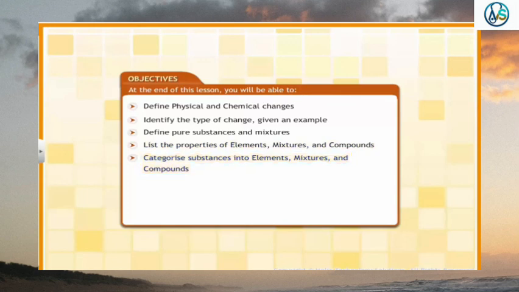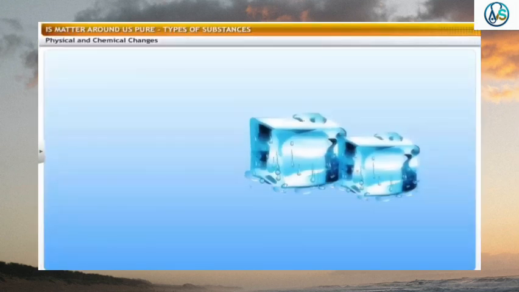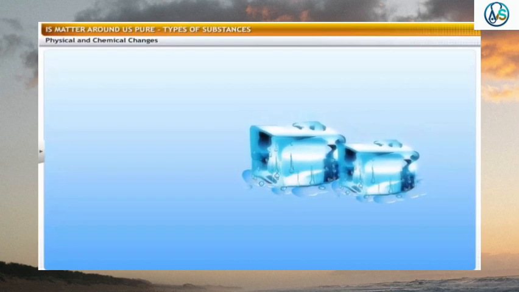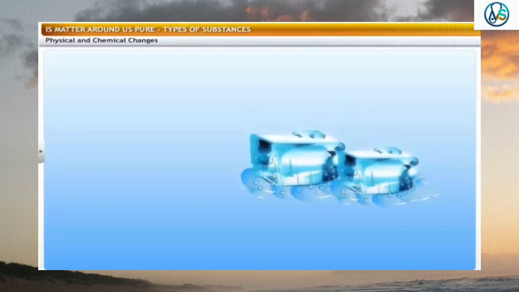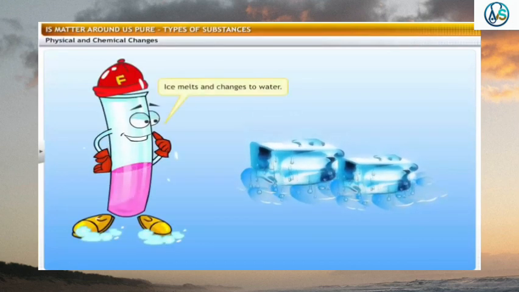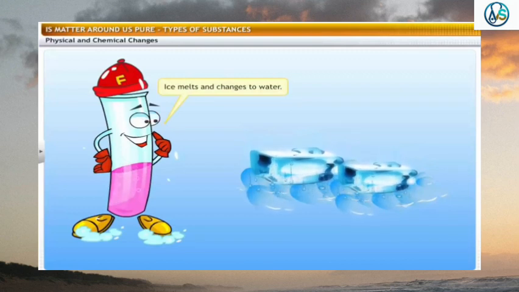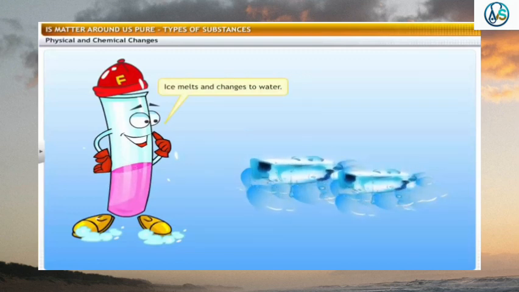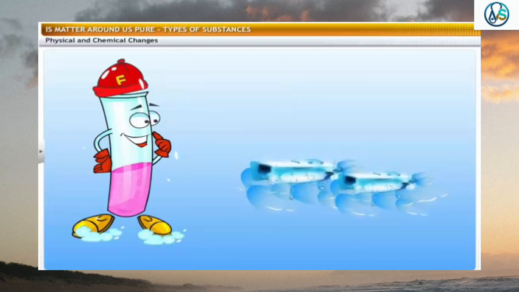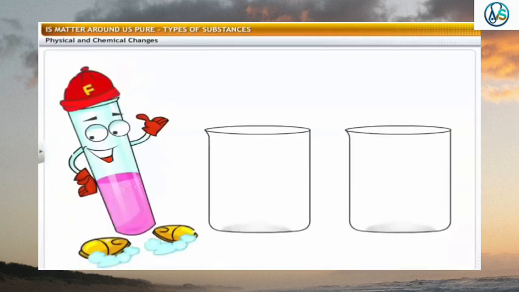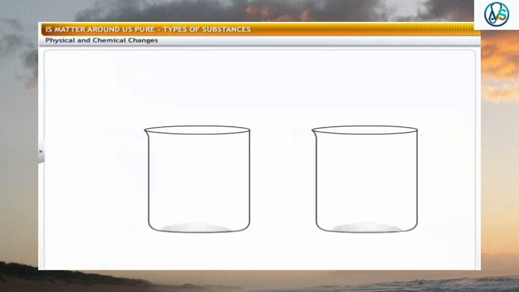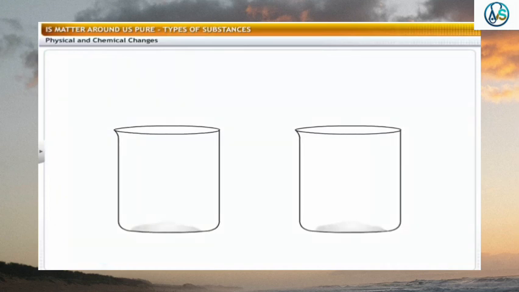Have you ever observed an ice cube kept outside the refrigerator for some time? Ice melts and changes to water. Yes, there is a change in the state of the ice cube. Now, let's do a small experiment. For this, we need to take 2 beakers with 20 grams of sugar and label them as A and B.